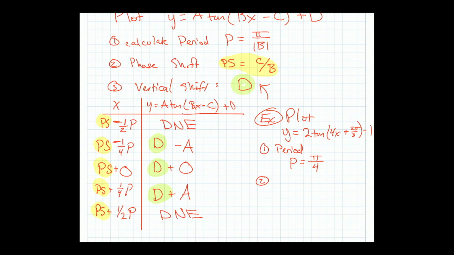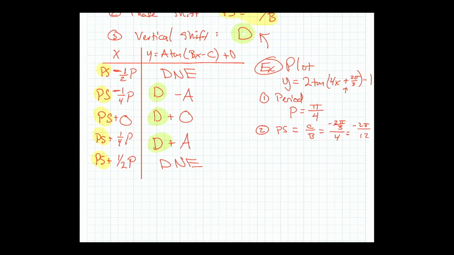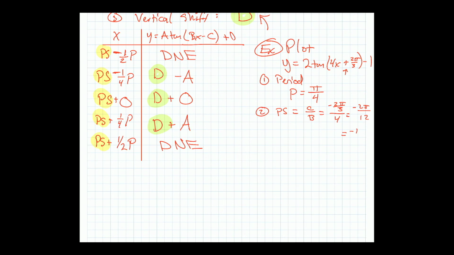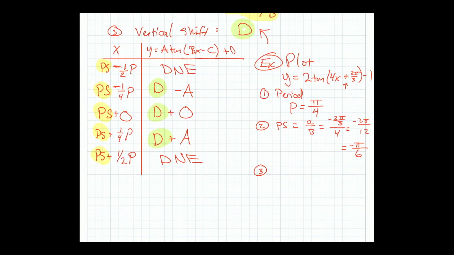Next, phase shift. C over B. So C over B, what's C? C is negative 2 pi over 3. Remember to reverse the sign, whatever's there. Negative 2 pi over 3 over B, which is 4. What's that work out to? Negative 2 pi over 12, which is negative pi over 6. All right. 3, what do we need? Vertical shift.